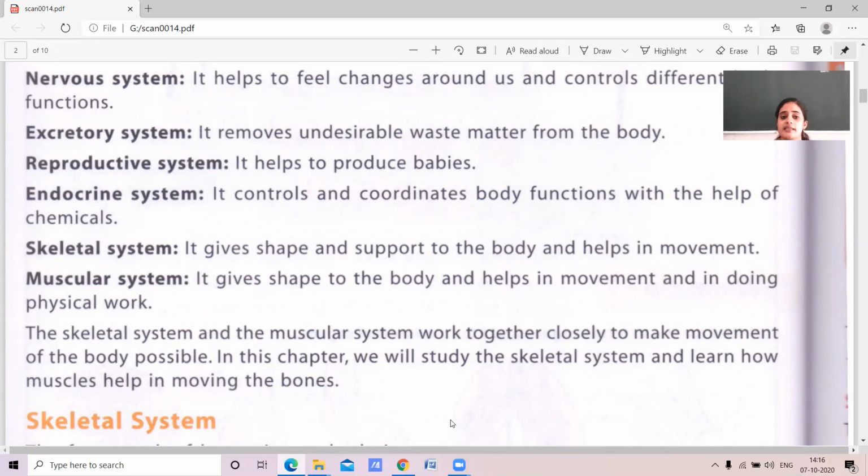Next is the skeletal system. Yes, the skeletal system. Because of the presence of the skeletal system, our body has a particular shape. Yes, it gives shape as well as support to the body and helps in movement. For movement, we need the skeletal system.